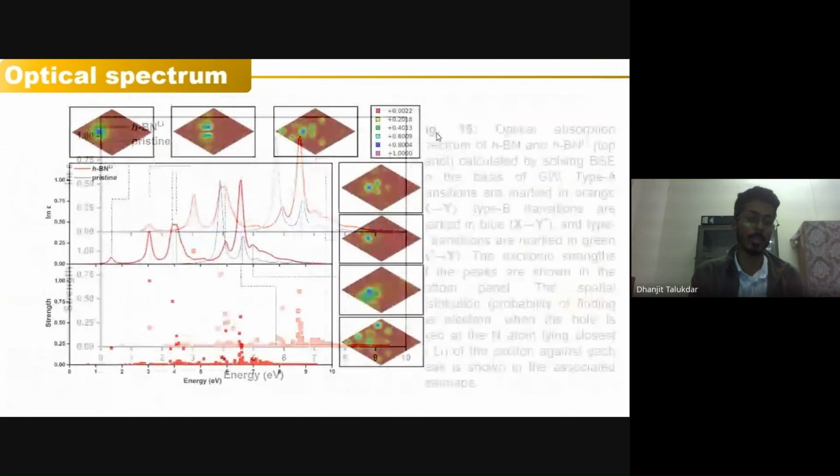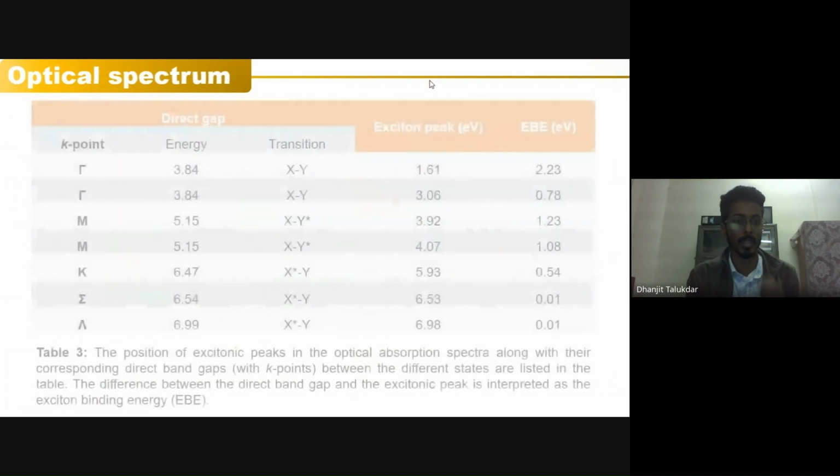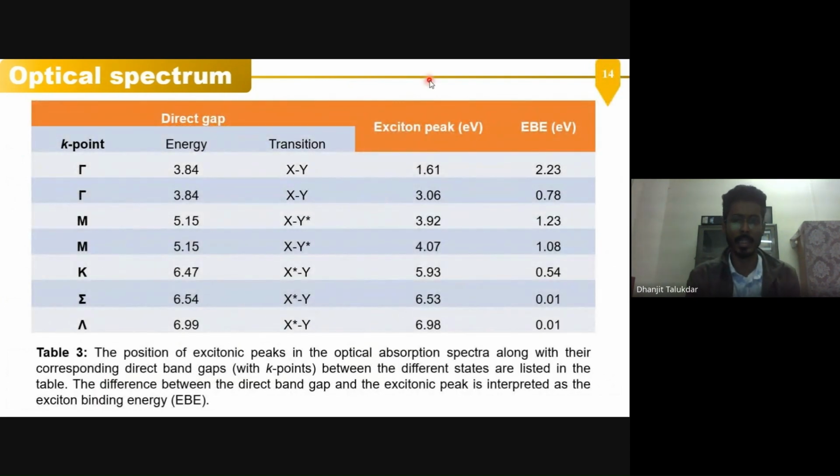In addition, we have also calculated the probability of finding the exciton in the system, considering that the hole is fixed at a particular position. For these different peak positions, these are the probabilities of finding the excitons in the system. This is the tabulated data for the exciton peaks at different positions of the optical spectrum, along with their exciton binding energy, shown in the last column of the table.